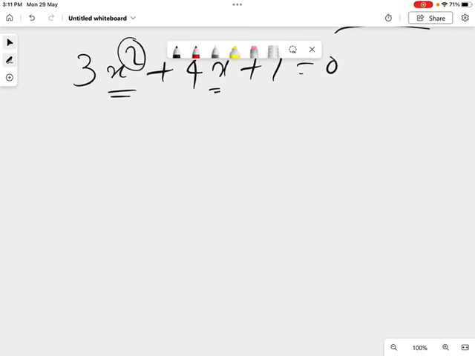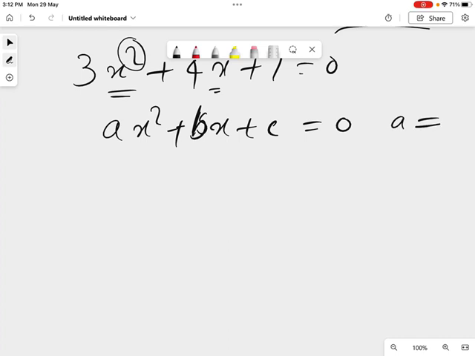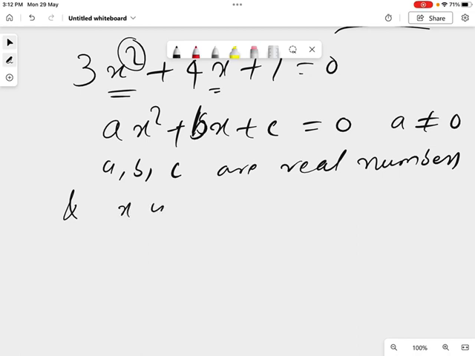The standard form of the quadratic equation is ax square plus bx plus c is equal to 0, a not equal to 0. a, b, c are real numbers and x is a variable. Why a not equal to 0? In a quadratic equation, the highest power of the variable is 2. If a is equal to 0, the first term vanishes and the highest power will not be 2. So the condition is a not equal to 0.